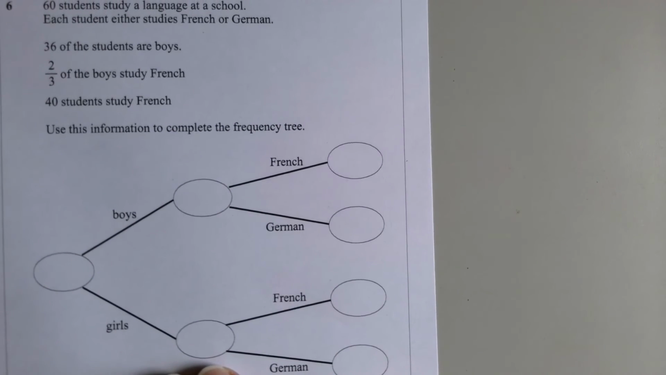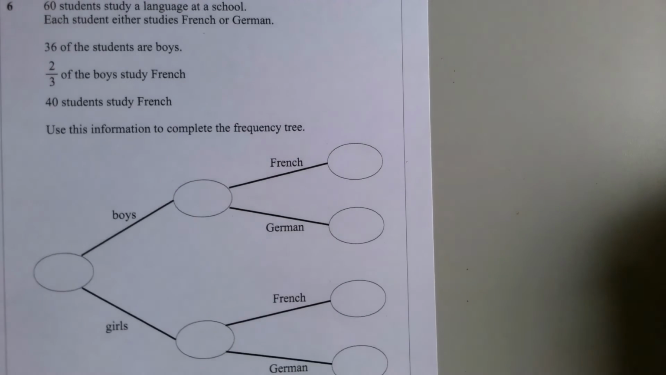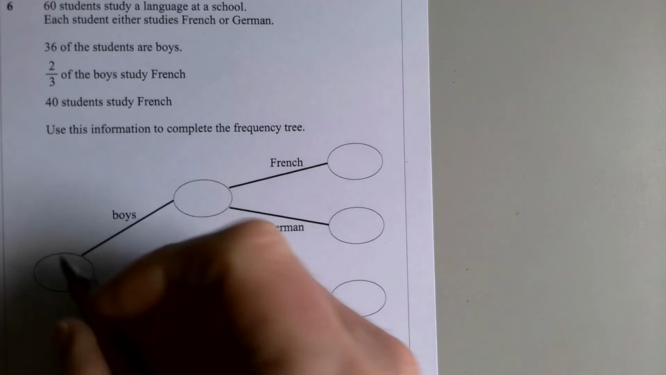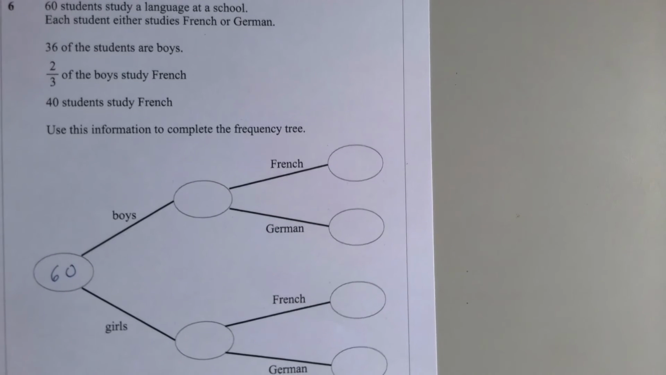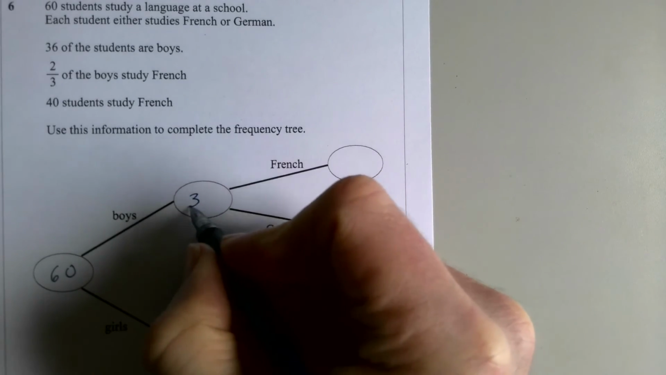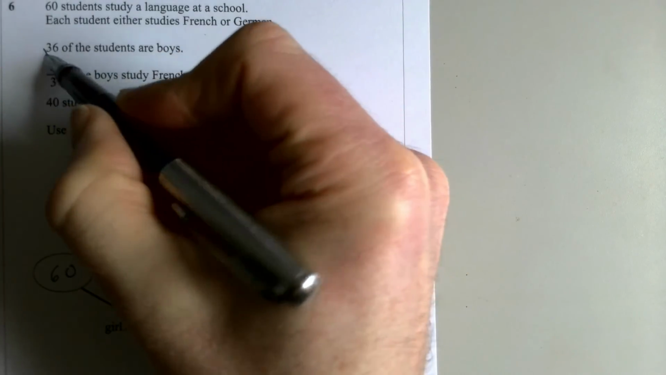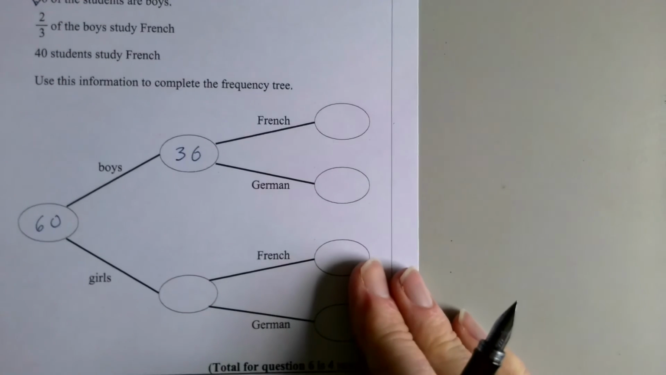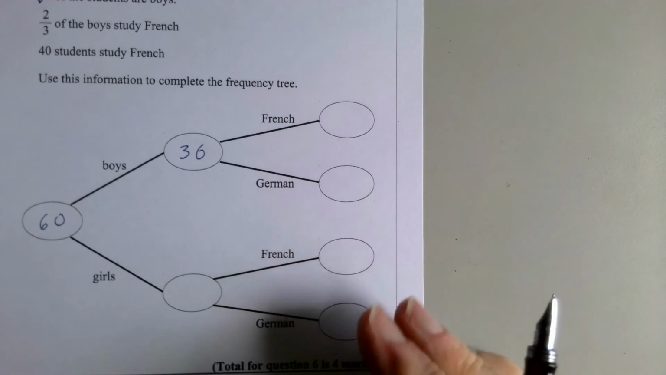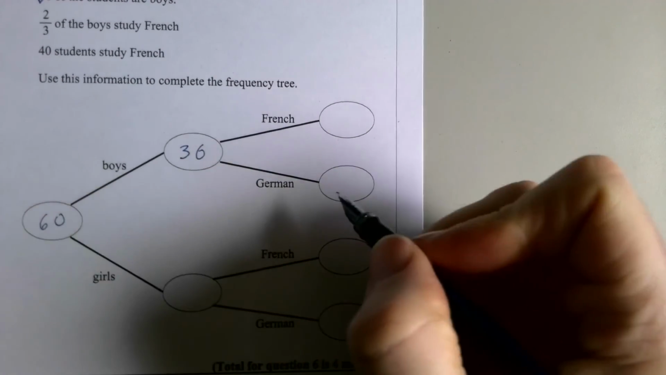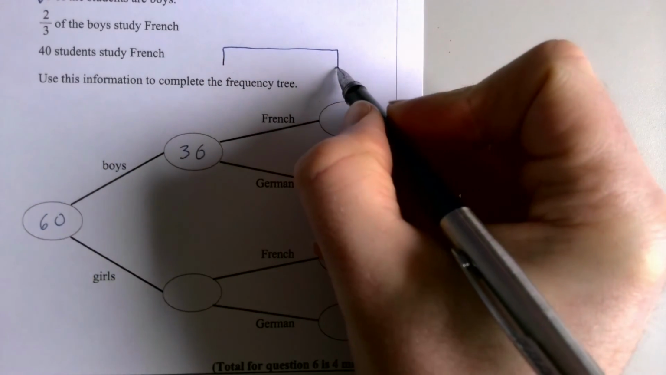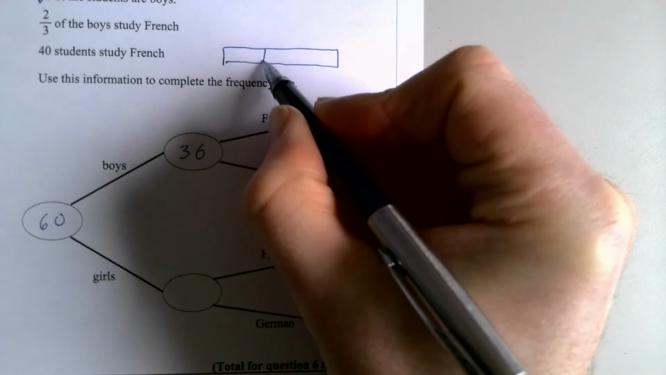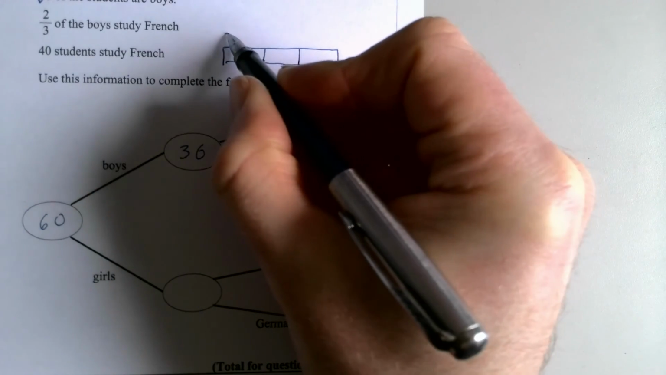So it says 60 students studying at a language school. So that 60 should have gone in here. 2/3 of the boys study, 36 of the students are boys, so that 36 should be there. 2/3 of the boys study French, so we need 2/3 of 36. How do we split 36 into 2/3?